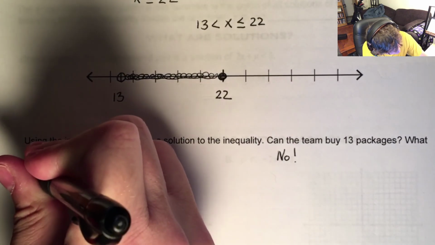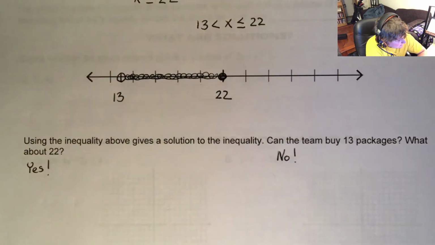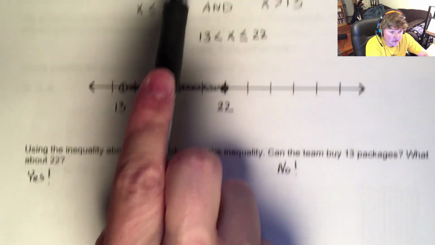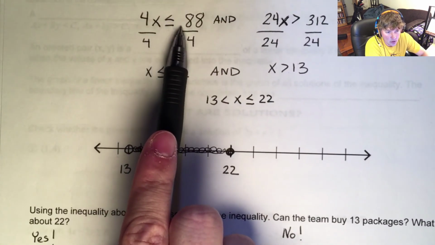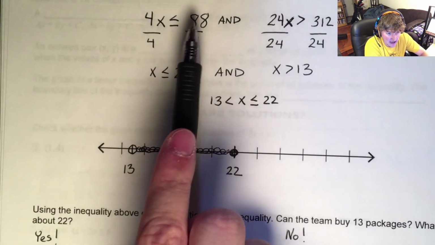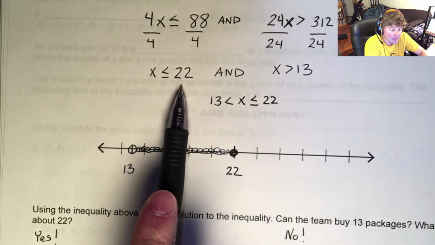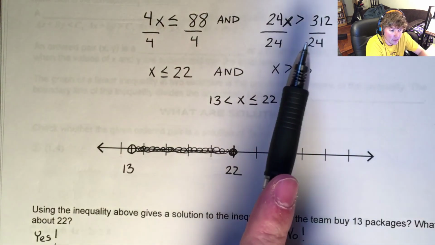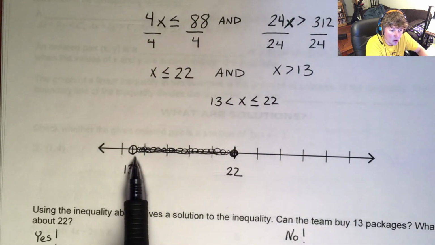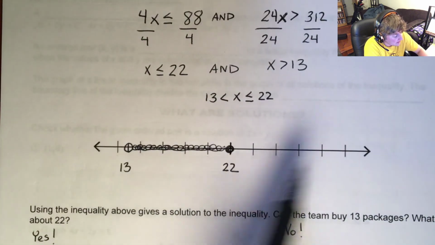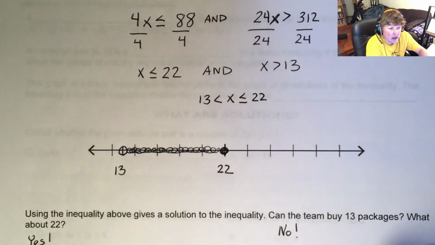What about 22? The answer to that is yes. Why? Well, because 22 is going to satisfy spending $88 or less. In fact, I'm spending exactly $88 here. But what is it also? It's also satisfying having more than 312 hot dogs. Because this is kind of my lower limit for that. Having 22 packages would allow me to do that. So anything in between.